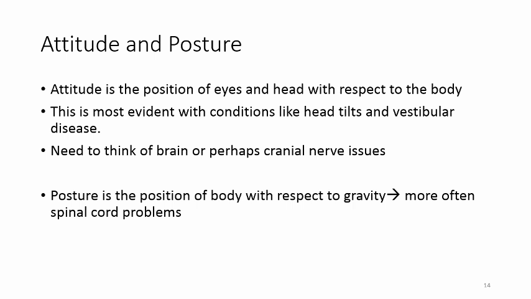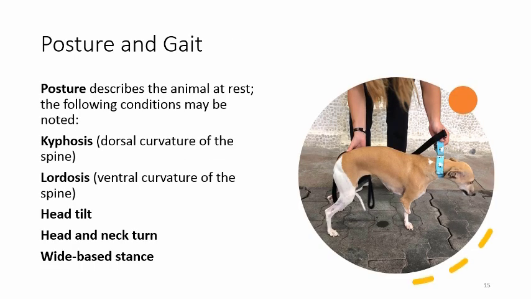You're also going to assess attitude and posture. Attitude is the position of the eyes and the head with respect to the body. And so this issue is most evident in conditions like head tilts and vestibular disease. And if they have this, you need to think of brain problems and maybe some cranial nerve issues. Posture itself is going to be the position of the body with respect to gravity, and posture is much more often associated with spinal cord problems.